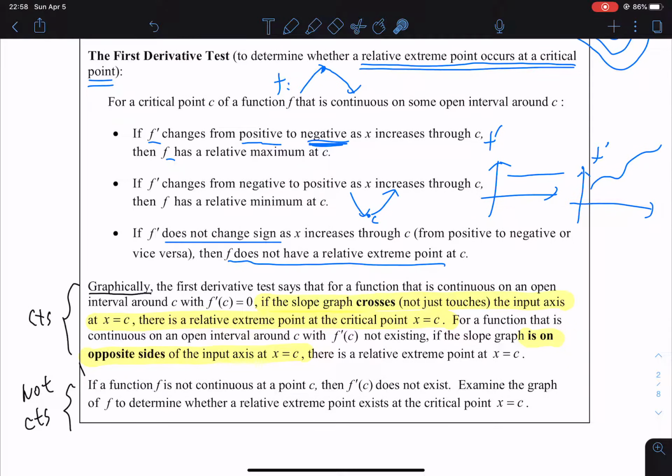And then the last case shows you if the sign of the derivative does not change. So that means this is the first case: the derivative function, the slope function, is a constant function. And the second case, even though it's not a constant function, the sign is always positive or always negative, the sign does not change. So 2 cases for this part. The f prime does not change sign as x increases through C. So the conclusion for this condition is that the function does not have a relative extreme point. So actually we just check if the sign of the derivative changes.